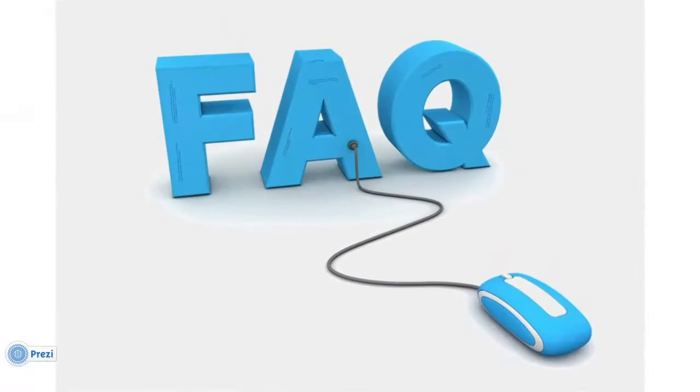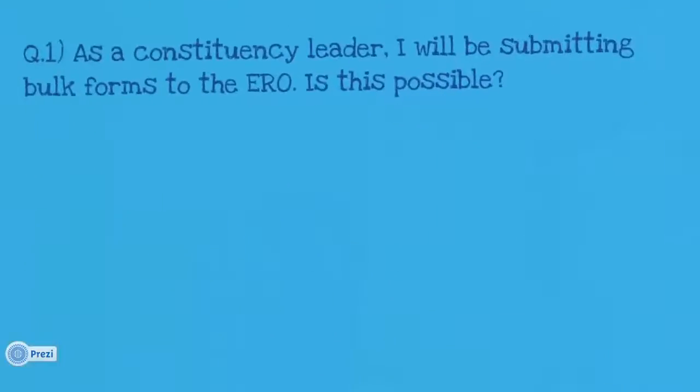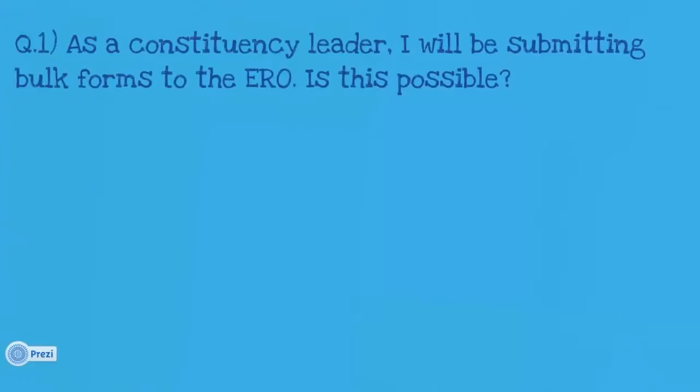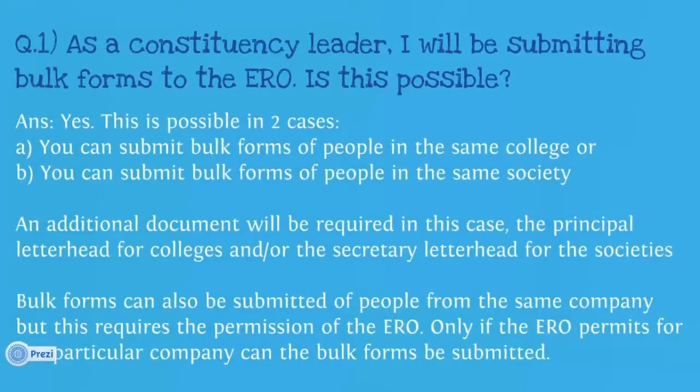Let's answer some of your frequently asked questions in the process. As a constituency leader, I will be submitting bulk forms to the ERO. Is this possible? Yes, this is possible in two cases. You can submit bulk forms of people in the same college, or you can submit bulk forms of people in the same society. An additional document will be required in this case, the principal letterhead for colleges and/or the secretary letterhead for the societies. Bulk forms can also be submitted of people from the same company, but this requires the permission of the ERO. Only if the ERO permits for the particular company can the bulk forms be submitted.